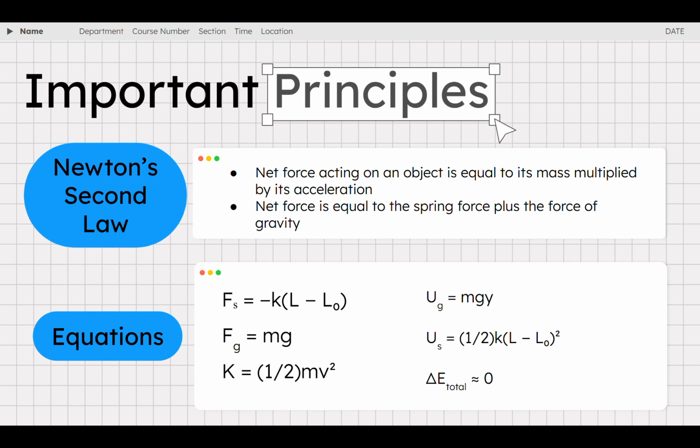Important principles. Newton's second law is described as net force acting on an object equal to mass multiplied by its acceleration, and net force is equal to spring force plus the force of gravity. The equations are the force of the spring, force of gravity, kinetic energy, potential energy from gravity, potential energy from the spring, and the total energy, which is equal to 0.